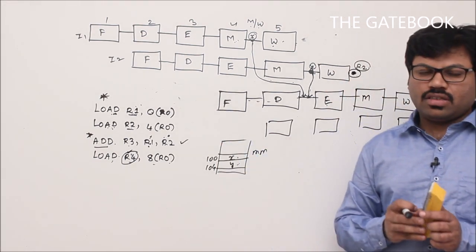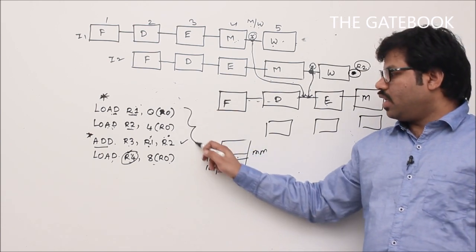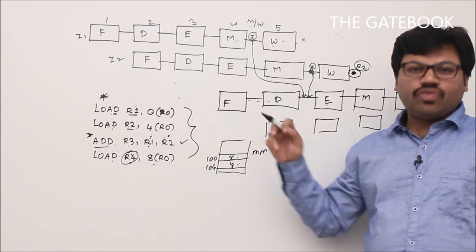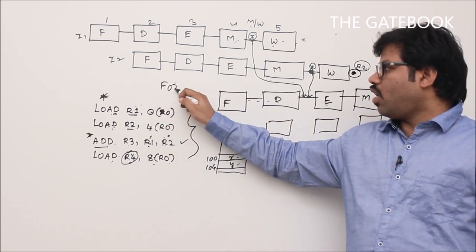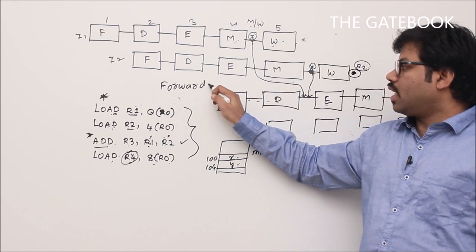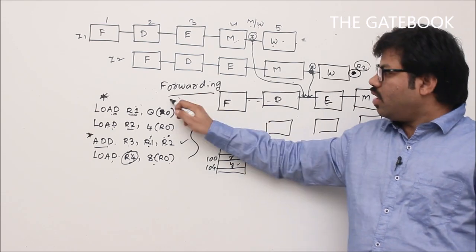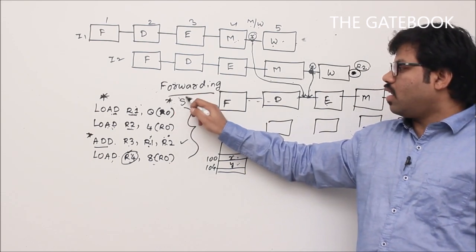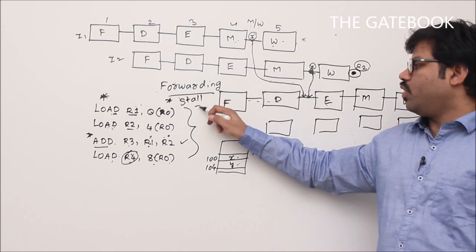Let me summarize. As it is, if you want to execute, that is not possible, right? Then at least we have to use forwarding. So finally in this model, to execute all these instructions correctly, forwarding is required. Second one, simple forwarding is not sufficient. Though you are doing forwarding, there is still a stall, right? We have to stall the pipeline also. How many units? 1 unit, correct?